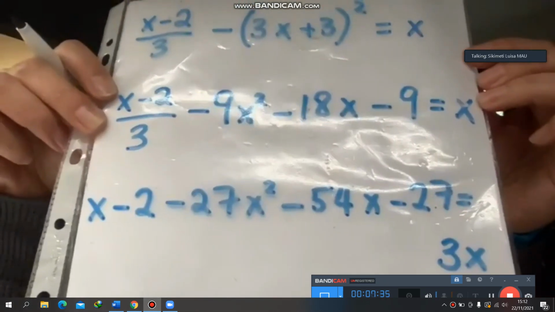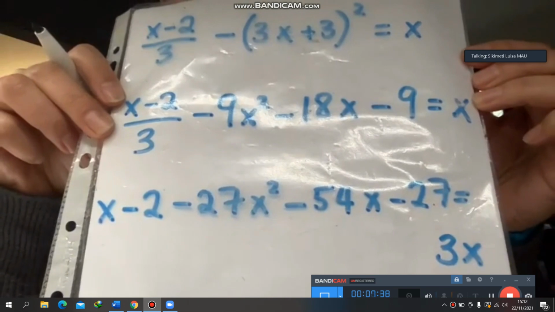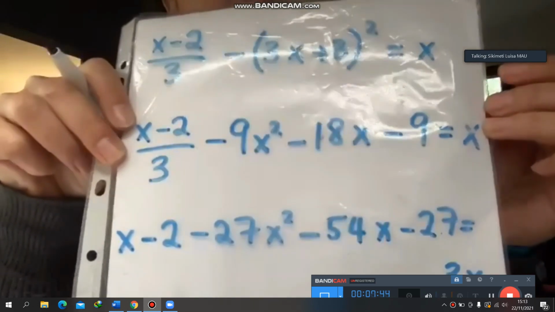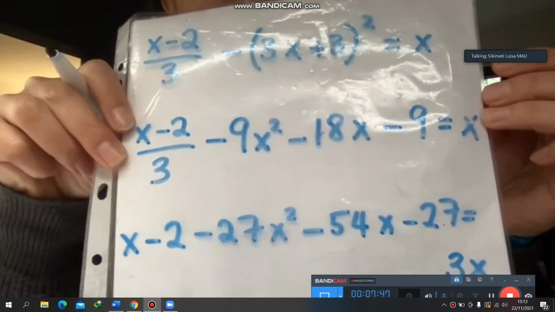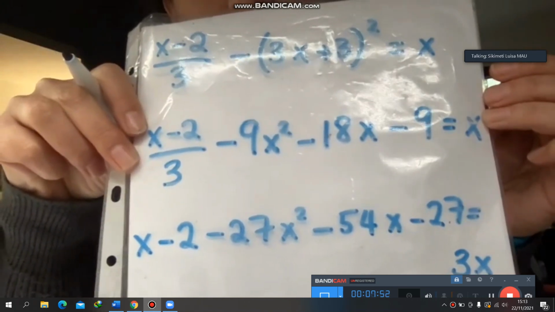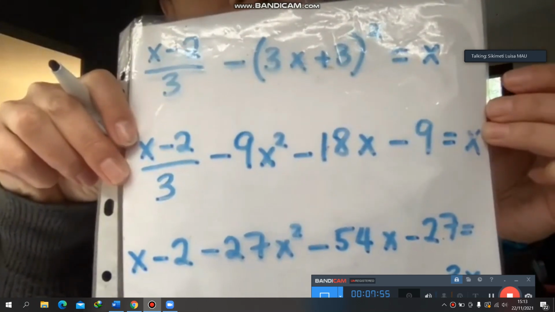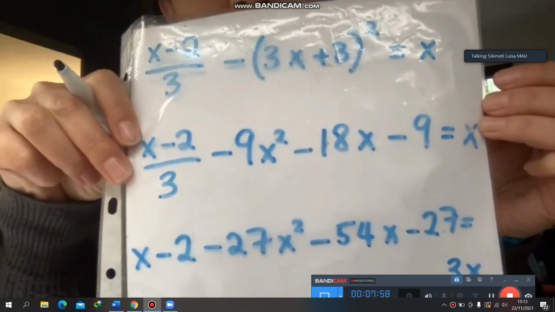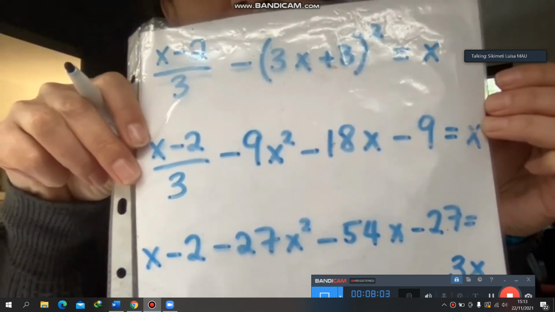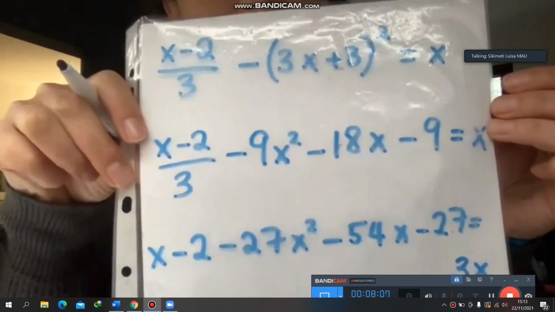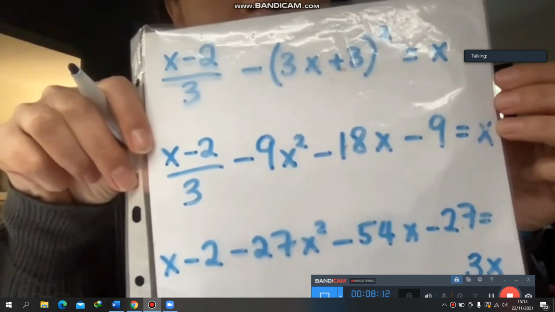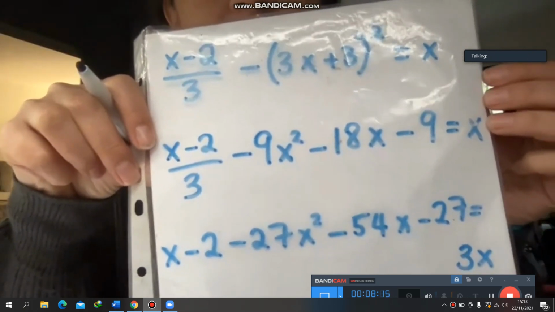So I multiplied everything through by 3. So then x minus 2 divided by 3, if I multiply that by 3, it just becomes x minus 2. If I multiply minus 9x squared by 3, I get minus 27x squared. If I multiply minus 18x by 3, I get minus 54x. And if I multiply minus 9 by 3, I get minus 27. And then I have the equal sign. And then if I multiply x by 3, I get 3x. Okay.